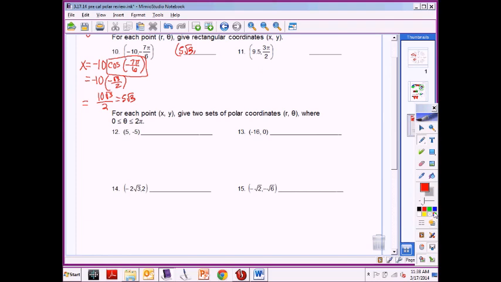Alright, so now I can do y, and y is negative 10 times the sine of negative 7 pi over 6. And what did we find out the sine of 7 pi over 6 was? 1/2. So negative 10 times a positive half, because it's in the second quadrant, so your y's are positive. It's going to be negative 5. So there's my x and my y.